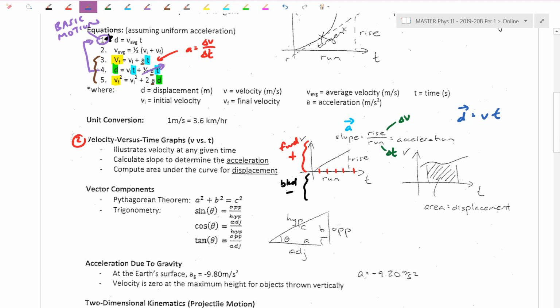Velocity times time, velocity is going to be your y-axis again. Time is going to be your horizontal. When you multiply those two, that's implying, in calculus we call that the integral, okay? But it's the area under the curve.